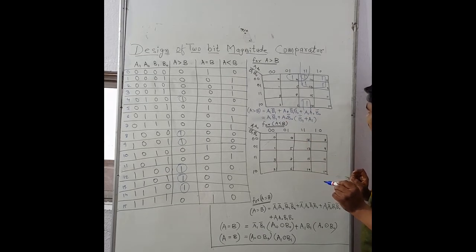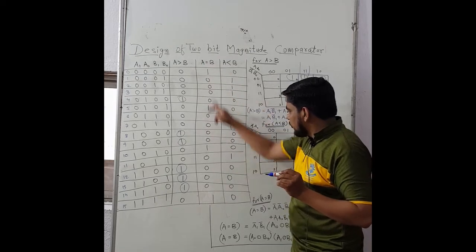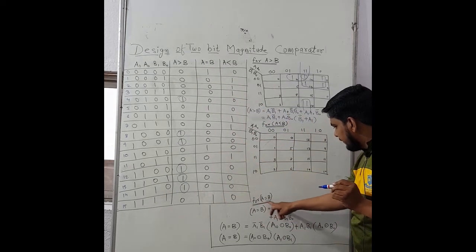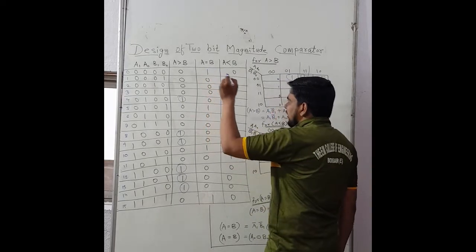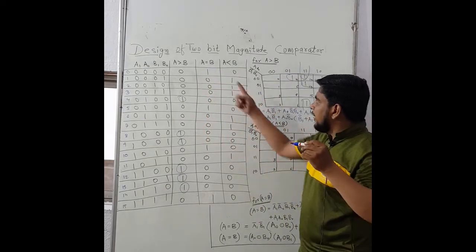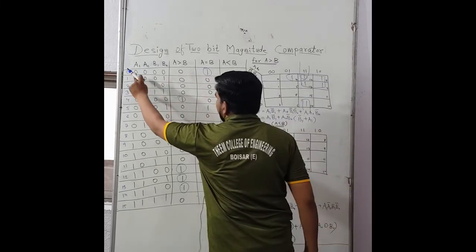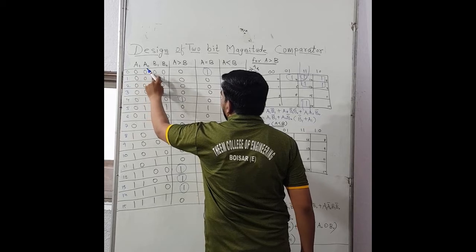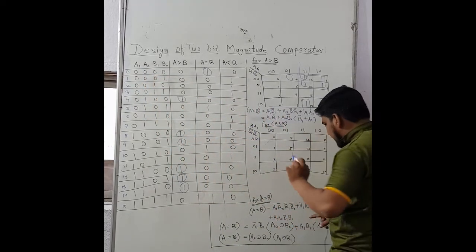Okay, for the next expression, A is equal to B, this is the output expression. See the number of ones. We are solving this by directly taking the inputs. So how many ones are there? For this one, input is A1 bar, A0 bar, B1 bar, B0 bar.